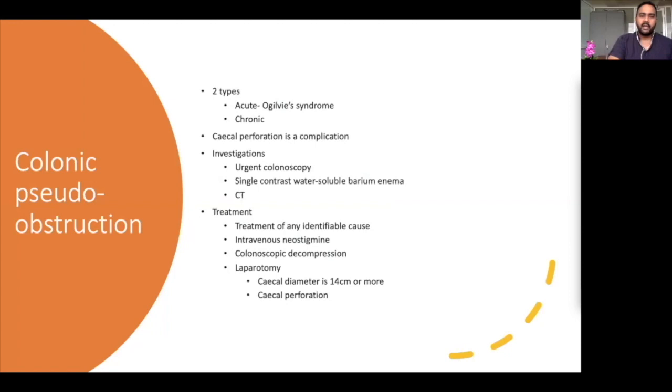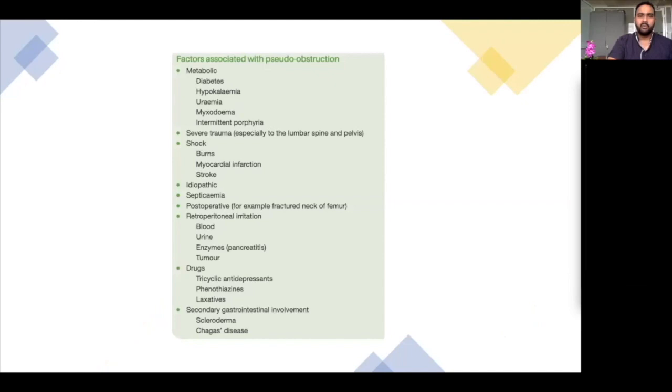So treatment of any identifiable cause, I have mentioned earlier, is the first treatment. So what are the identifiable causes? There are several factors that can lead to colonic pseudo obstruction, like paralytic ileus. Paralytic ileus, I had told you, mainly affects the small bowel, and colonic pseudo obstruction mainly affects the colon. Like paralytic ileus, there are multifactorial factors that cause pseudo obstruction in the colon as well.